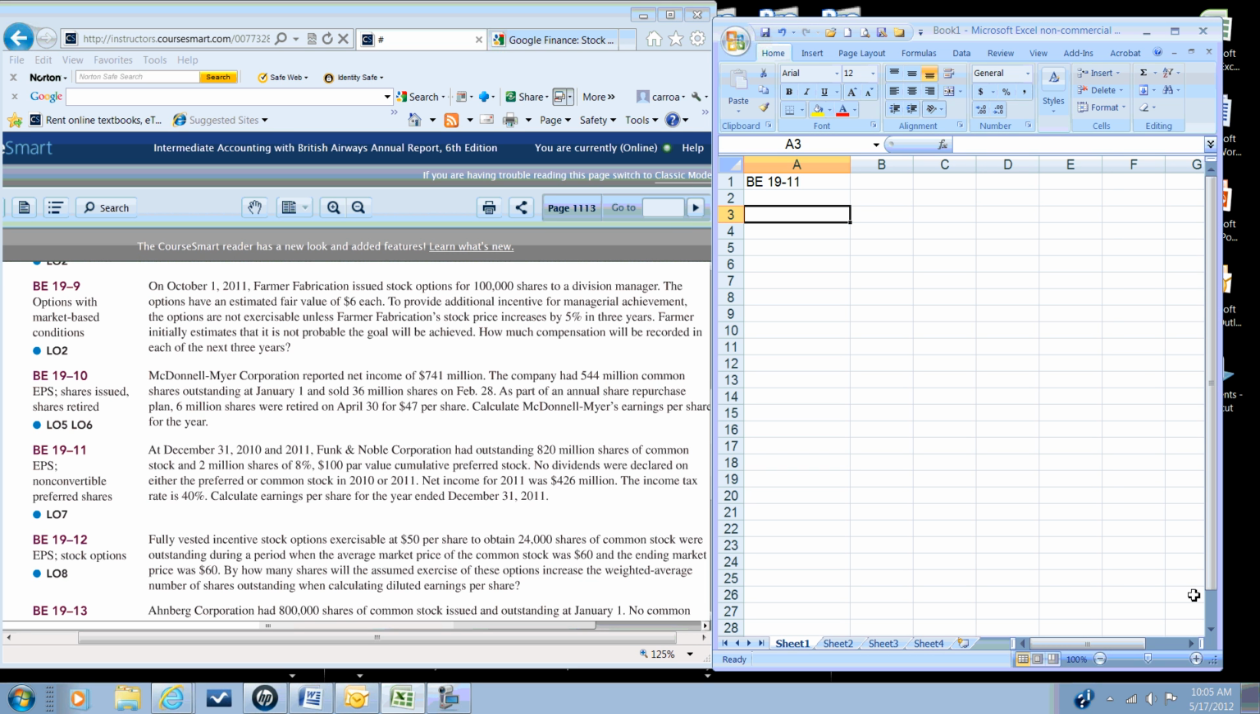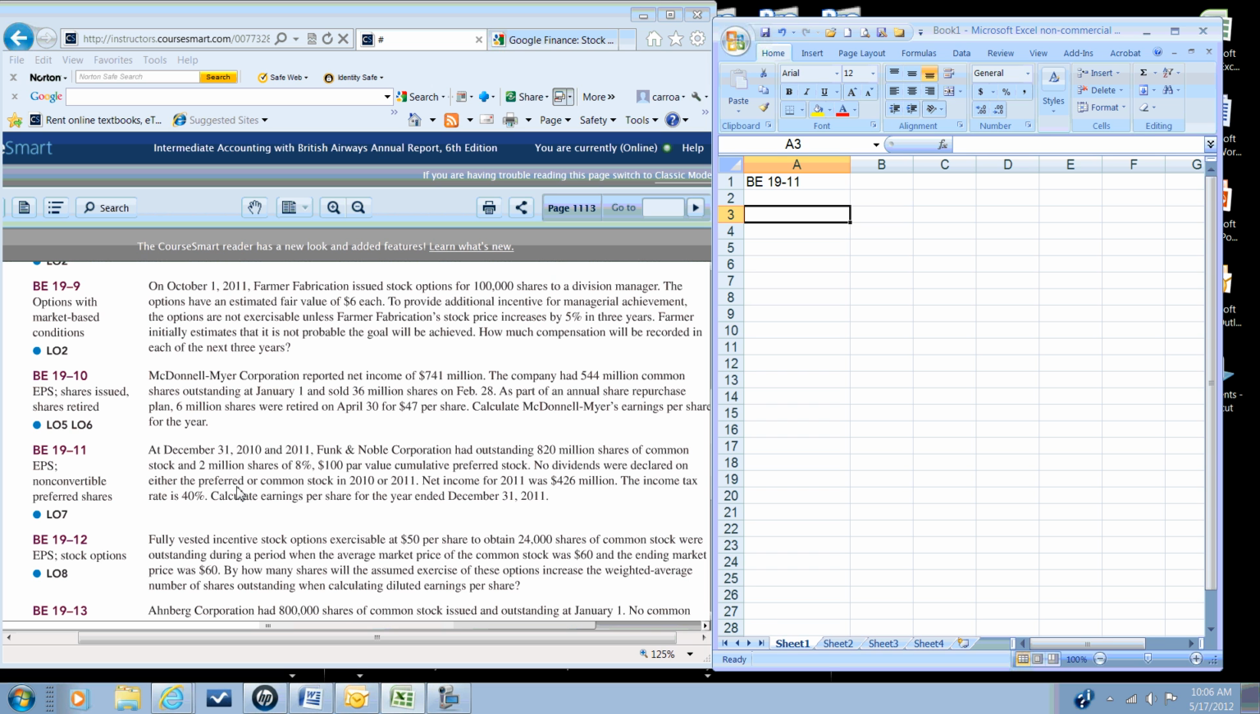In this video, we're going to be doing a basic earnings per share calculation for a company that has both common and preferred stock. This company had 820 million shares of common stock and 2 million shares of cumulative preferred stock. No changes were made during the year to the number of outstanding shares for either the common or the preferred. No dividends were paid on either the preferred or the common.